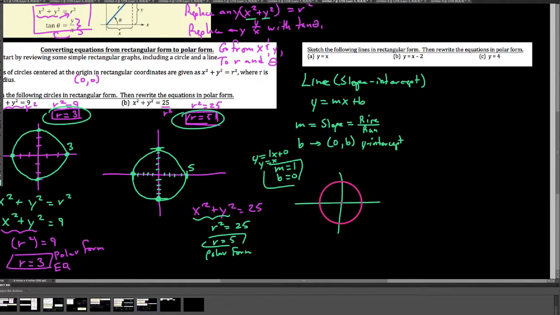So to sketch this, we'd start by putting a point at 0 on our y-axis, and we go up 1, right 1. And we'd say, okay, so here is the graph of this rectangular form equation. I'm going to label this: y equals x. How would I write this in polar form?